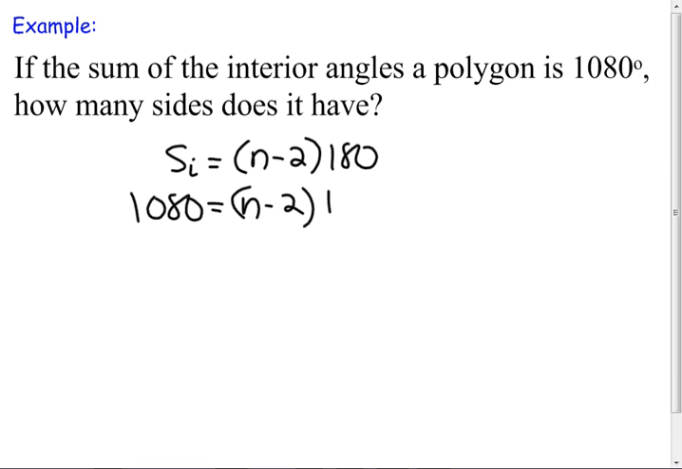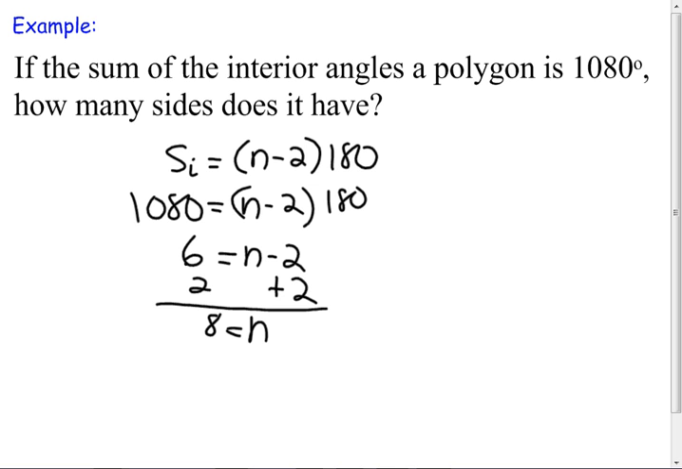Somebody quickly divide that out for me. I think it's 6, isn't it? 1080 divided by 180 should be 6, I think. It's 6. Yep, we just did it on the last problem. Now, where do the mistakes happen on this problem? You look at this equation and you tend to subtract 2. I don't want to subtract 2. I want to add 2. Yes, so n equals 8.